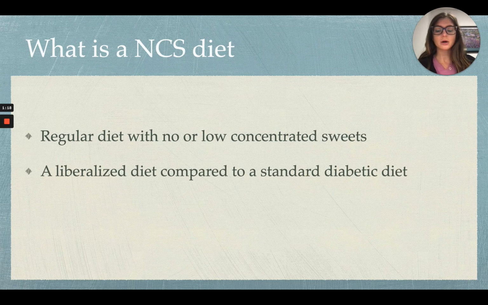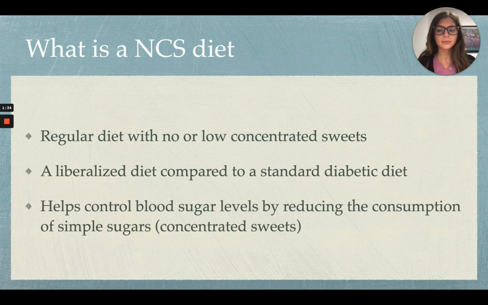So again, it's more of a liberalized diet compared to the standard diabetic diet. On one side we have the regular diet that is going to be least restrictive, and then we have the diabetic diet, which is a little bit more restrictive. And somewhere in the middle between the two, we have the no concentrated sweets diet. Basically, the no concentrated sweets diet helps to control blood sugar levels by reducing the consumption of simple sugars, or those concentrated sweet food or drink items.